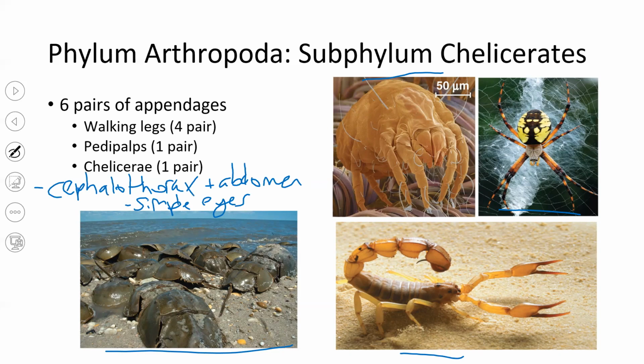Most of these have what we call book lungs for gas exchange. I meant to get a picture of that. There's a picture in your book. They're basically like stacked plates that look kind of like a book. And that's where they do their gas exchange.